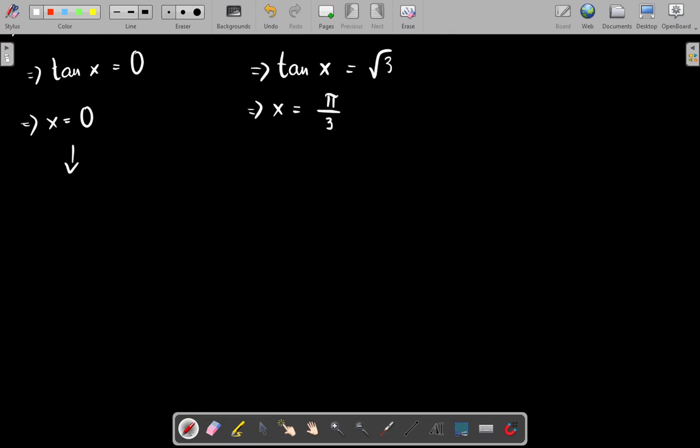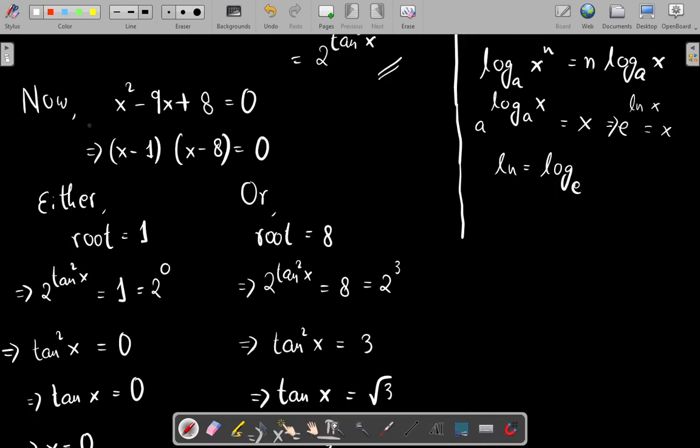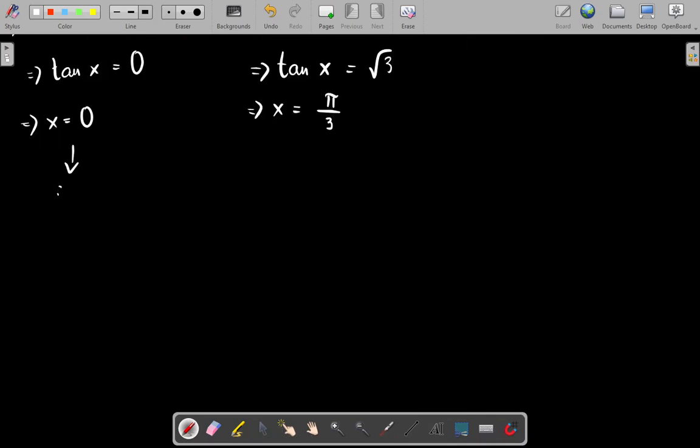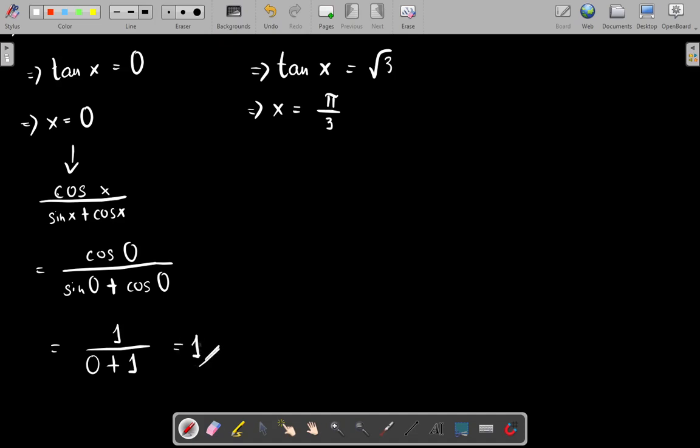For these values, we find the value of cos x upon sin x plus cos x. For x equal to 0, this will give cos 0 upon sin 0 plus cos 0. Cos 0 is 1, sin 0 is 0, and cos 0 is 1. So this will give us the value of 1. So this is one value.